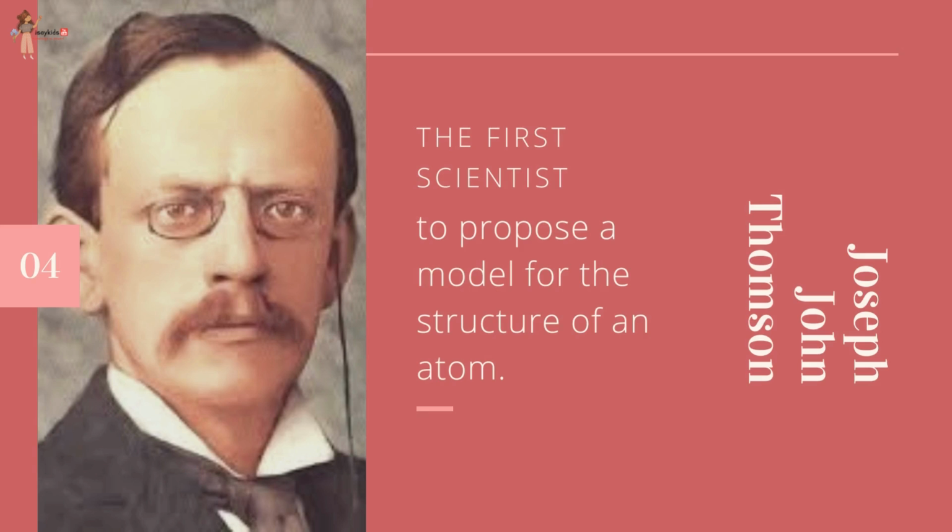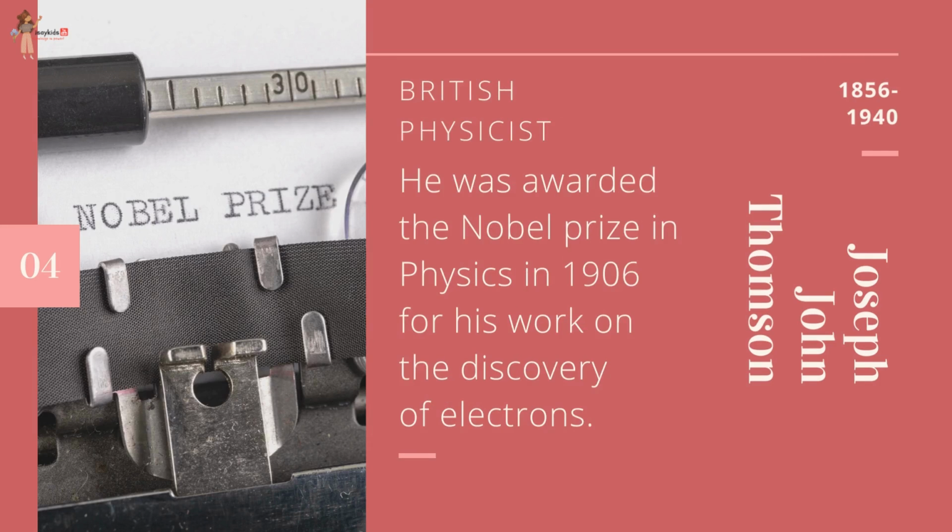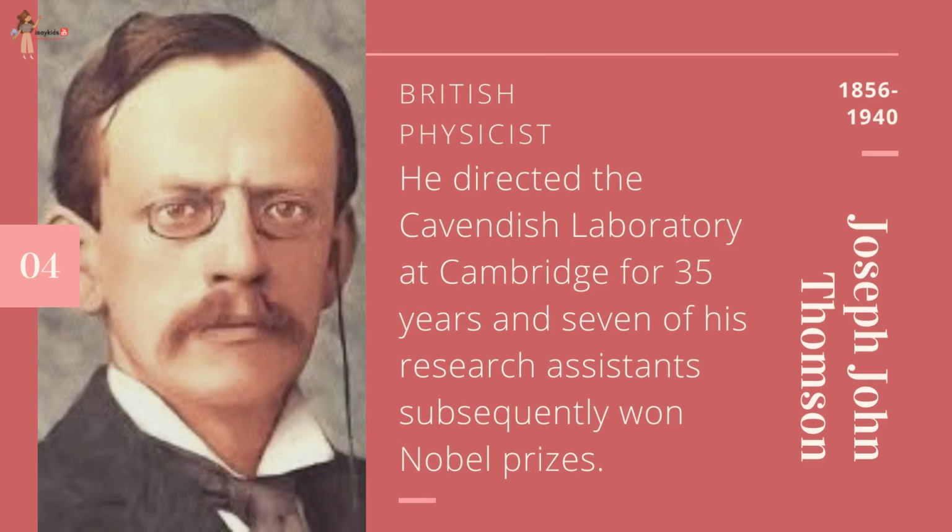Joseph John Thomson was the first one to propose a model for the structure of an atom. J. J. Thomson was a British physicist, and he was born in Cheetham Hill, a suburb of Manchester, on 18 December 1856. He was awarded the Nobel Prize in Physics in 1906 for his work on the discovery of electrons. He directed the Cavendish Laboratory at Cambridge for 35 years, and 7 of his research assistants subsequently won Nobel Prizes.